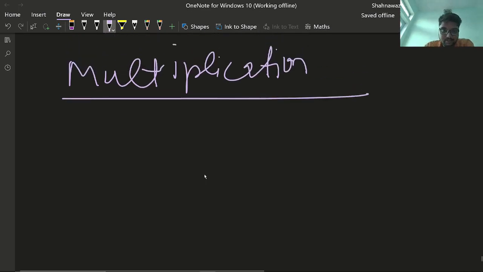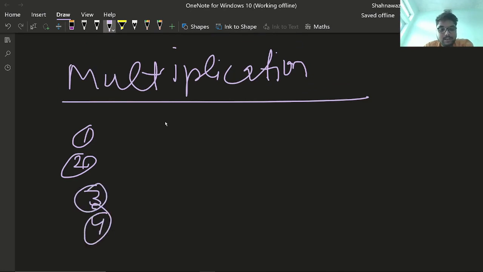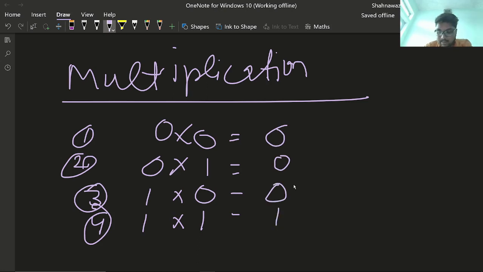So what will we be doing here? There are four rules: first, second, third, and fourth. The first rule says when 0 into 0, and you can also make this combination: 0 0, 0 1, 1 0 and 1 1. I will show you how it forms when I draw truth tables. So 0 into 0 is 0, 0 into 1 is 0, 1 into 0 is 0, and 1 into 1 is always 1. There is no carry, nothing.